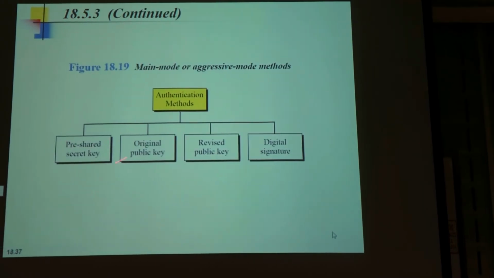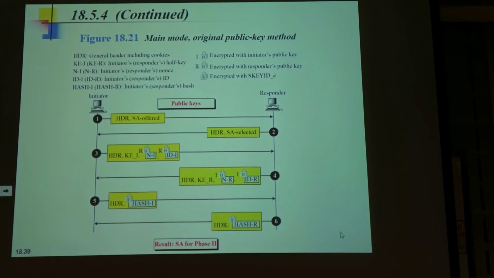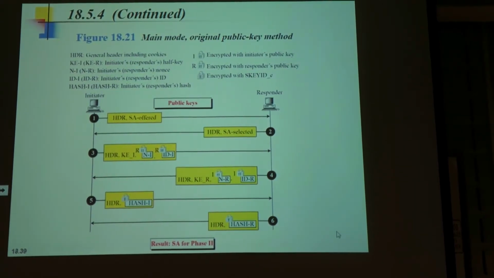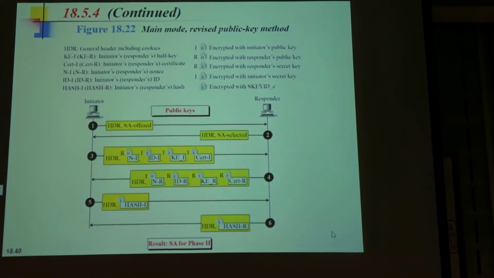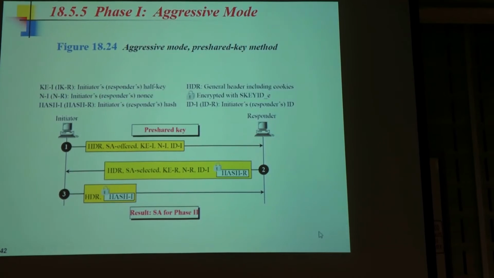So remember that we have 1, 2, 3, 4s, right? The second way is using public key. What's public key? There's a public and private key, right? The same thing, they have 6 exchanges. And then after that, you could use a digital signature key. Okay?